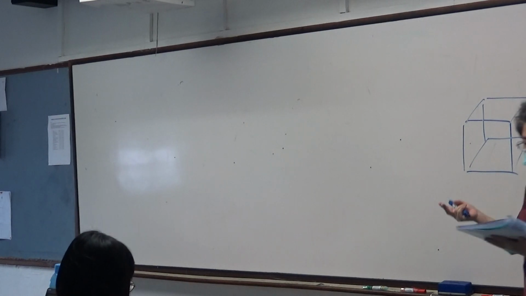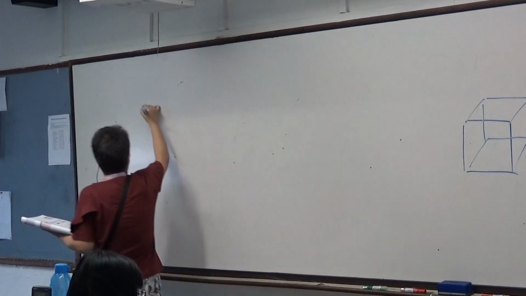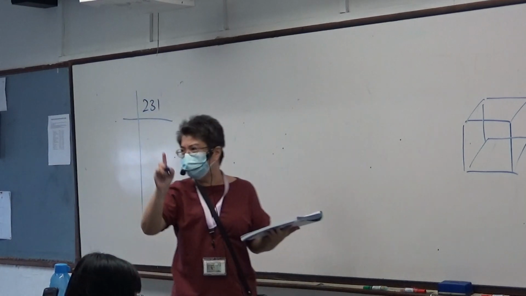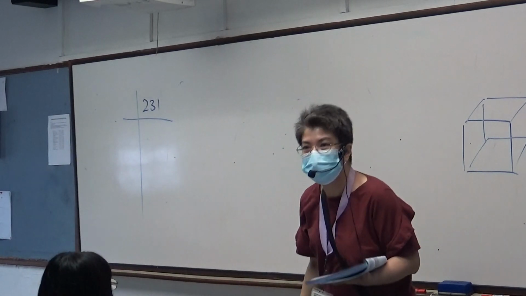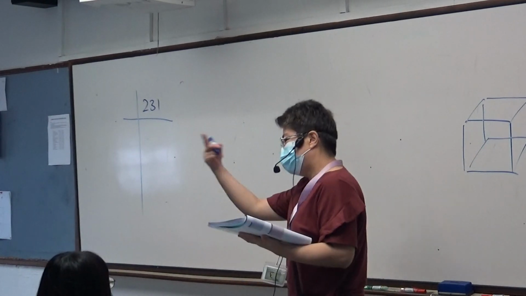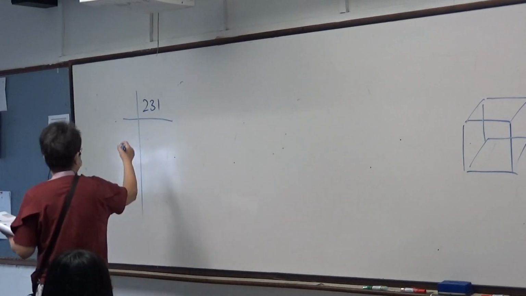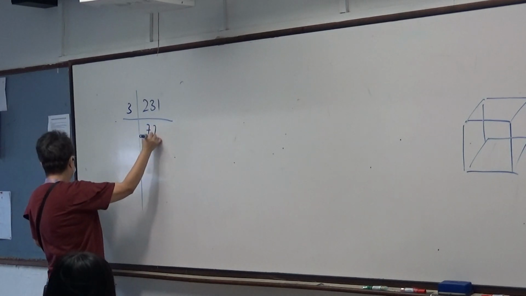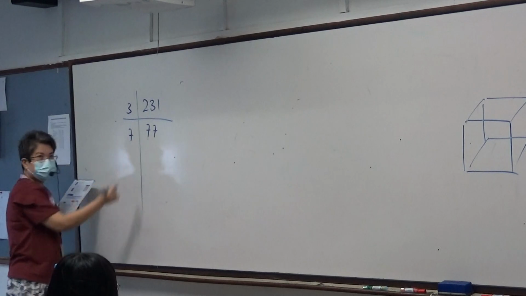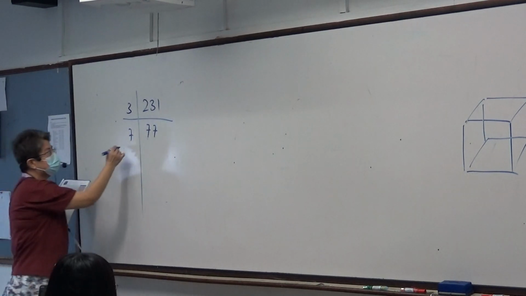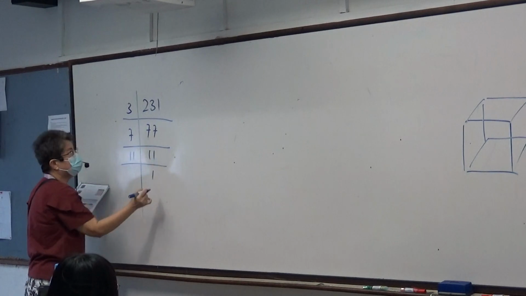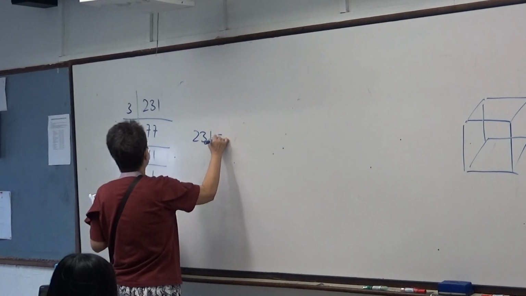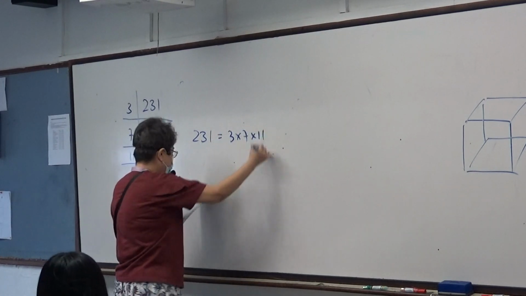Okay, now let's take a look first. First of all, you go to 2, 3, 1. Now by looking at it, straight away you know it cannot be divided by 2, because it's not an even number. Okay, you try, divide by 3, can? Yes. What is the answer? 77. So you know the next number must be 7, right? So what's here? 11. So 11, 11. That means 2, 3, 1 must be 3 times 7 times 11, right?